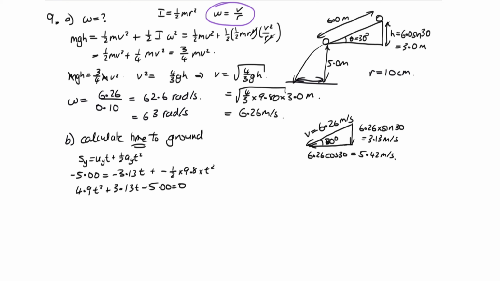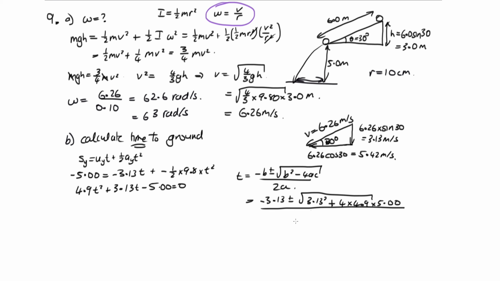So to do that, we'll need to use our quadratic equation. So t is equal to minus b plus or minus the square root of b squared minus 4ac on 2a. So b, that's the thing in front of the t. So we've got minus 3.13 plus or minus the square root, 3.13 squared minus 4 times a, which is the thing in front of the t squared. So that's 4.9 times c, which is minus 5. So I'm going to make this into a positive here. And then we divide by 2a, which is 2 times 4.9.